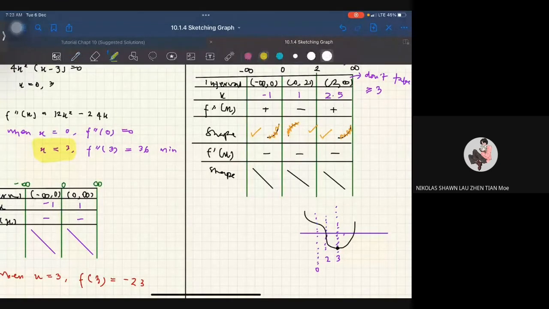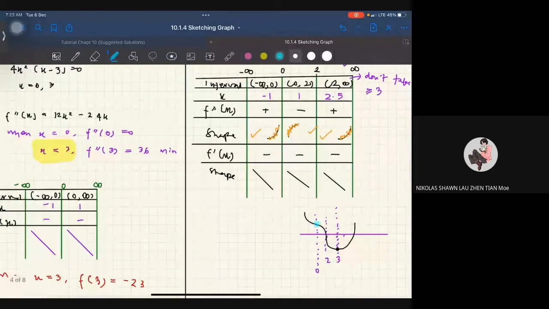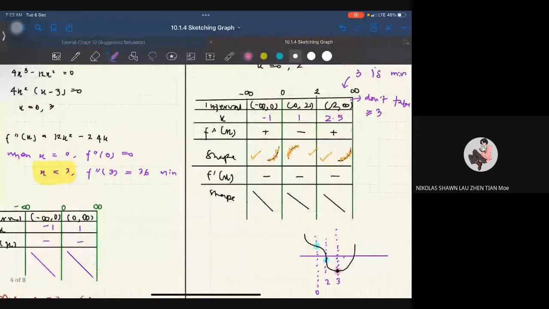Okay. So here, this is our inflection point. This is our inflection point. The last one, this is our minimum point. Like that. Okay. So this is just a guideline. Let's draw the proper graph from here. Okay, but before that, I forgot to mention something to you.